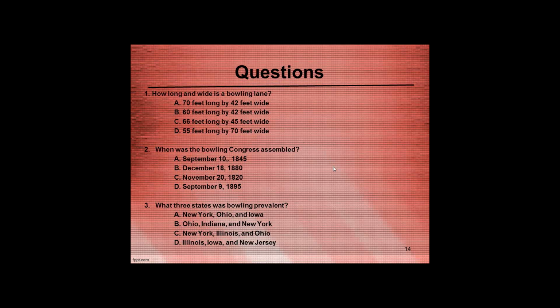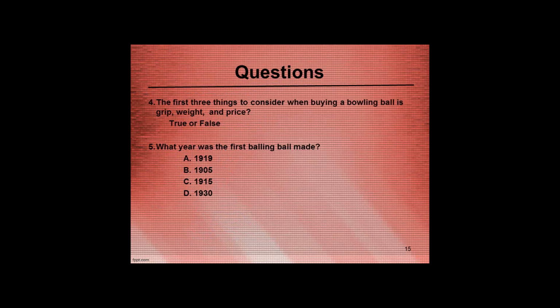In what 3 states was bowling most prevalent when it first came out? Is it A, New York City, Ohio, and Iowa? B, Ohio, Indiana, and New York? C, New York, Illinois, Ohio? Or D, Illinois, Iowa, and New Jersey? C. B as in boy? C as in cat. Yes, that's correct. Very good.